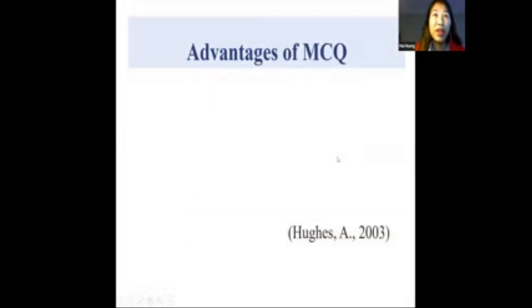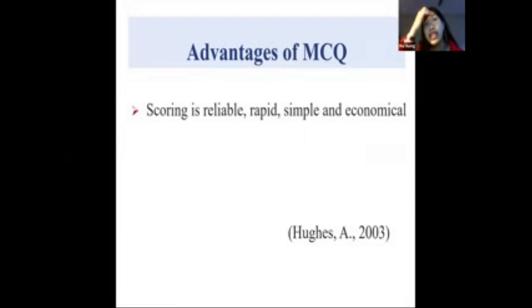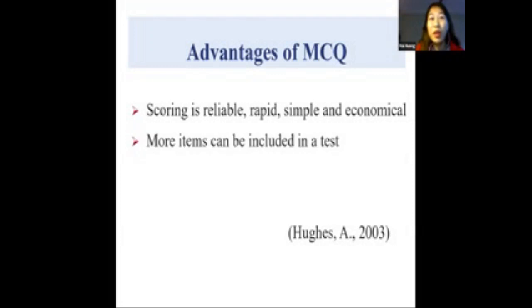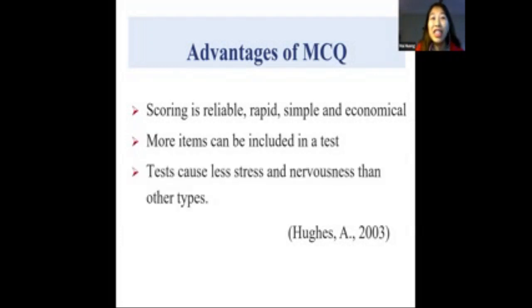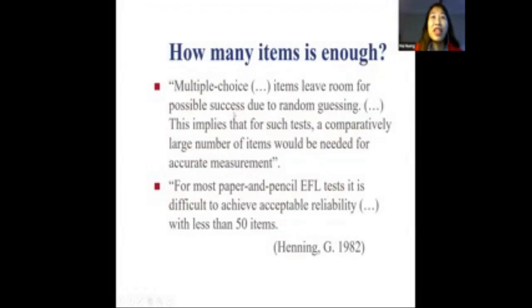Firstly, I would like to tell you about the advantages of MCQ, which was referred to by Dr. Quynh before. Scoring of MCQ is reliable, rapid, simple, and economical. Then more items can be included in a test. Tests cause less stress and nervousness than other types. And that's the reason why MCQs are quite popular now, right? One of the questions I often received, and it was also my question, is how many items is enough for one test. As far as I read from some materials, at least 50 items could make the test more reliable.